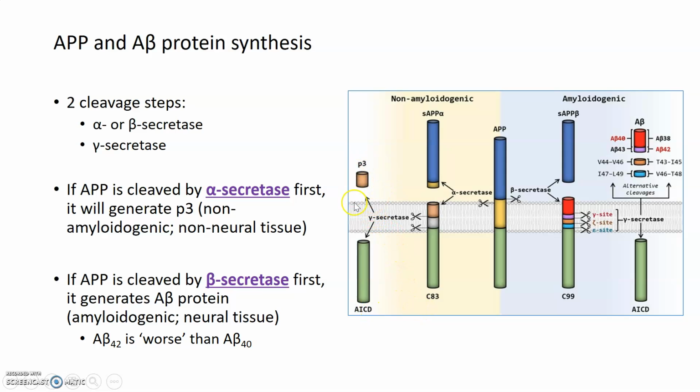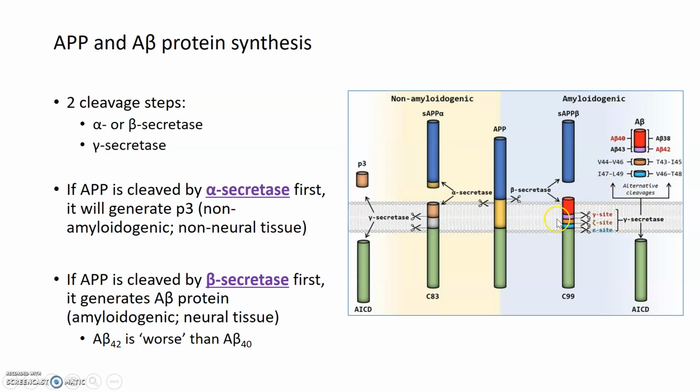And in this case, P3, as I said, will not form amyloid plaques. And this is the pathway that's actually favored in non-neural tissues, or not in the brain and nervous system. However, in the brain, there's a different pathway that seems to be favored. And in this pathway, APP is cleaved first by beta secretase, and then subsequently by gamma secretase.